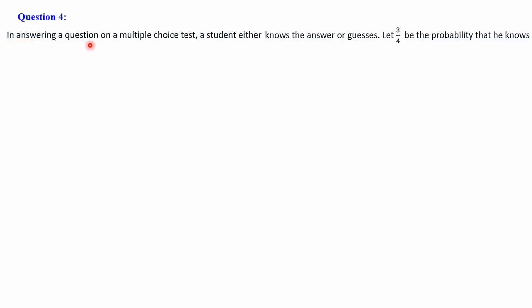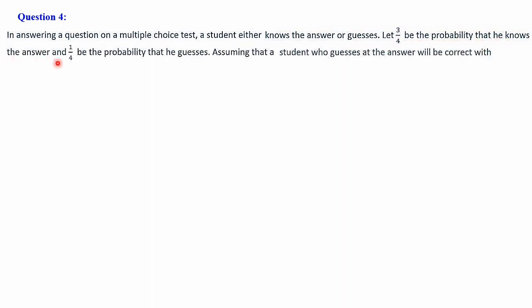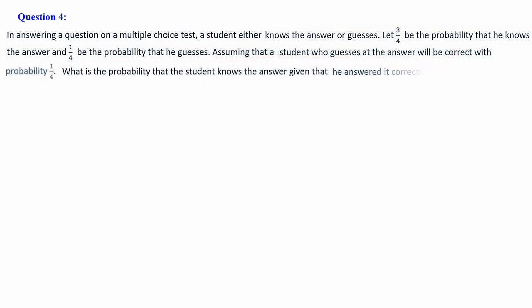Move on to question number 4. In answering a question on a multiple choice test, a student either knows the answer or guesses. Let 3 by 4 be the probability that he knows the answer and 1 by 4 be the probability that he guesses. Assuming that a student who guesses the answer will be correct with probability 1 by 4, what is the probability that the student knows the answer given that he answered correctly? Let's go through the question.